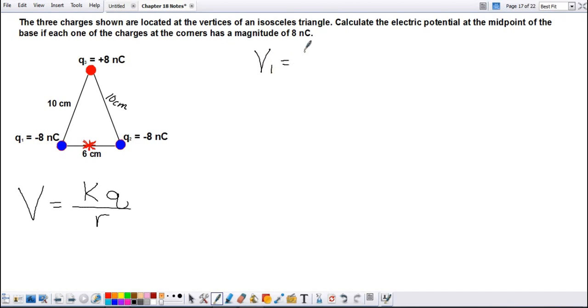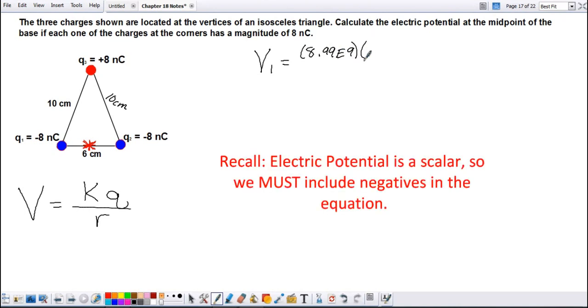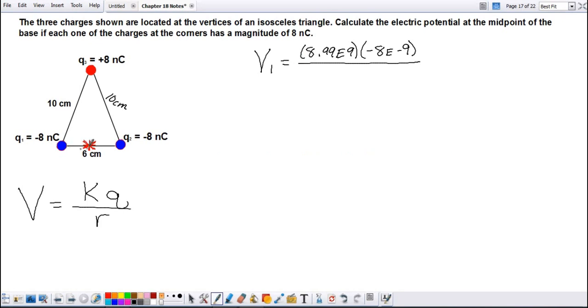So we've got Coulomb's constant, 8.99 times 10 to the 9th, times the charge, which is, for charge 1, negative 8 nanocoulombs, so that's times 10 to the negative 9th, divided by the distance. Now we need to look at this isosceles triangle. We're looking at the midpoint of the base. Midpoint means the point halfway between. So if the whole thing is 6, then each of these is 3 centimeters.